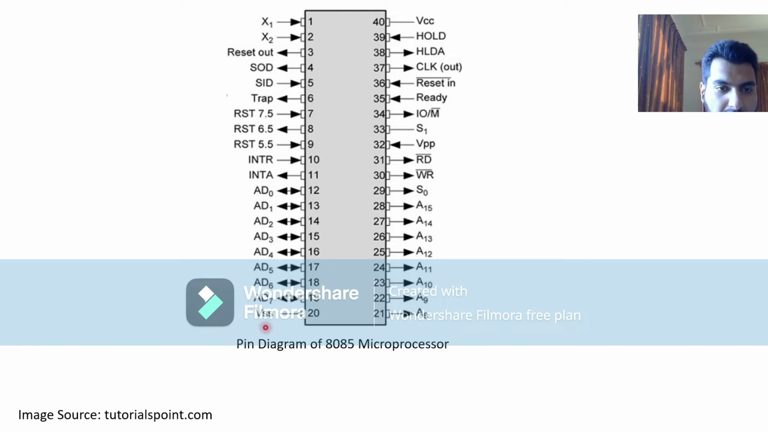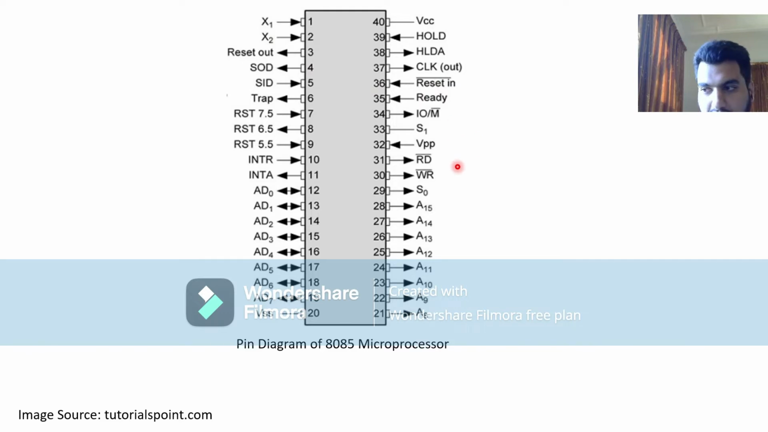Then we have the power supply signals, VCC and VSS. VCC is connected to the plus 5-volt power supply, and VSS is connected to the ground signal. Also, we have the clock signals. 3 clock signals are present: X1, X2, and clock out. X1 and X2 are used to set the frequency of the internal clock generator, and clock out is used as a system clock for devices connected with the microprocessor.